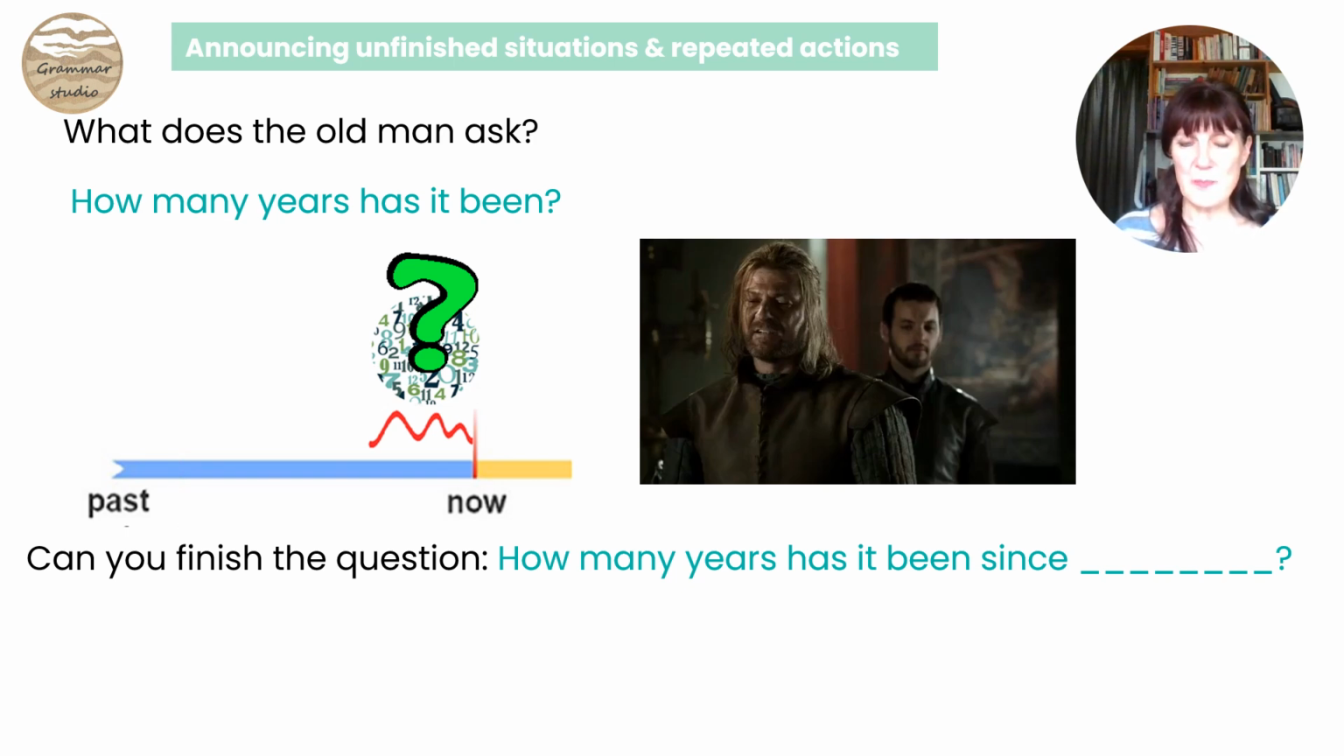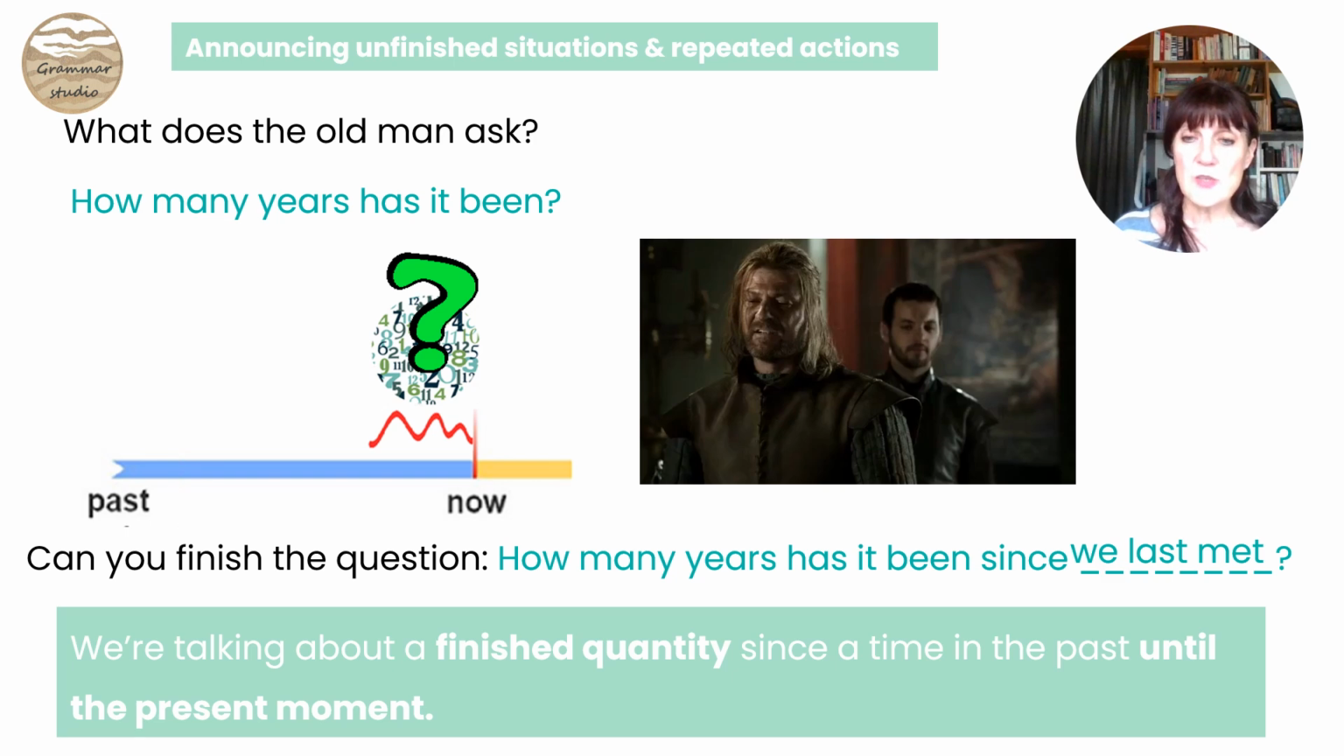So present perfect simple, because we're talking about the past until now. How many years has it been since we last met? So that's the start time. Start time is since we last met. That's a specific event at a time when they know. You and I don't know, but they know. They can identify it. But they're asking how many years? 1, 2, 10. So we're talking about a finished quantity since a time in the past until the present moment.